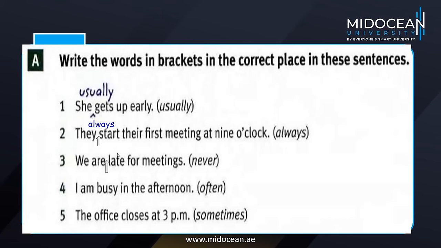Number four, I am. So برضو في verb to be. هنستخدم often. So بعد verb to be here. I am often busy in the afternoon.